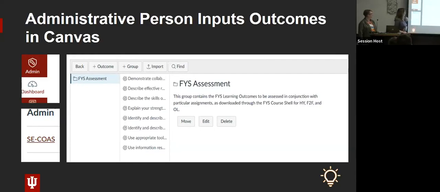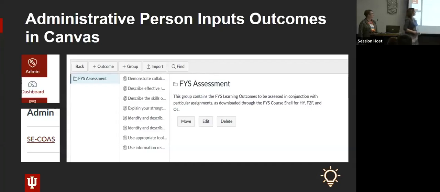So have this person that's a Canvas admin go in. It's a folder structure. So you can do that by hitting the plus group button here in Canvas. In this case, we're labeling them. Your naming device is very important. Make sure that you're thoughtful about what you're naming them. Make sure that it makes sense for you. Make sure that it also makes sense to your constituents. They need to understand where they're looking for something when they go looking for it.